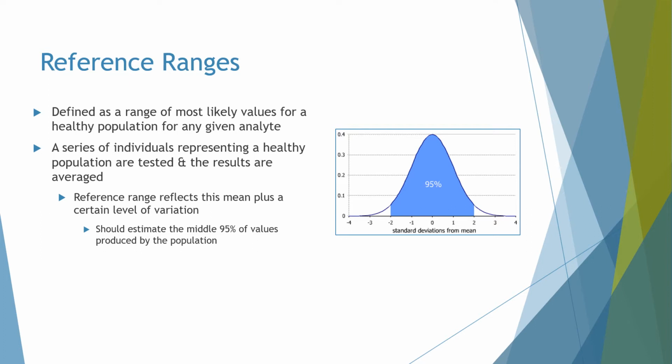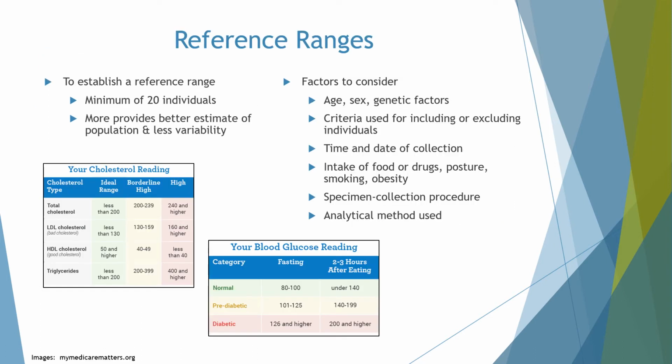So remember this 95%, it's going to come into play here in just a minute. To establish your reference ranges, you want to use no less than 20 individuals. Testing more individuals is actually better. It provides a better estimate of the population, and it will result in less variability.